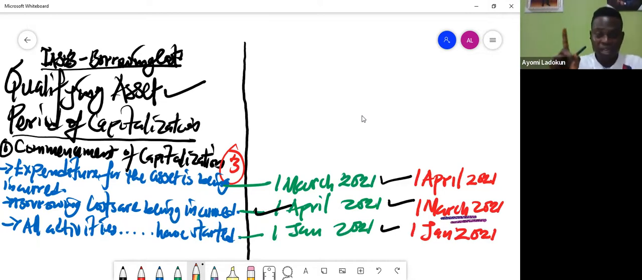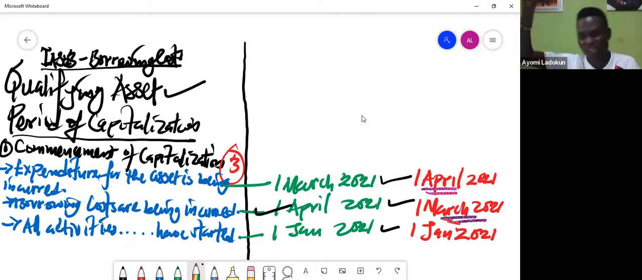You know, I told you earlier that all the 3 conditions must be met. So when I incur interest in March, am I going to start capitalization of borrowing costs? The answer is no. No way. I cannot commence capitalization in March, even though I borrowed money in March. Do you know why? Expenditure for the asset has not started. Expenditure started 1st April, that is when I begin to capitalize. What does that mean? The interest on borrowing in March will be expensed.